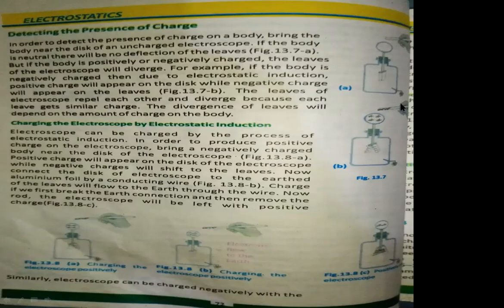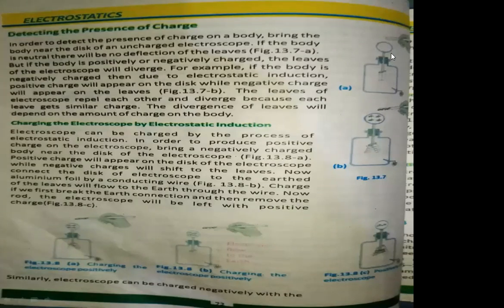If we bring the negative rod, it will attract the positive charge, and on the leaves we have the negative charge. So you know the property: when the two leaves have negative charge, they are like charges, and like charges repel each other. I will explain one more time.